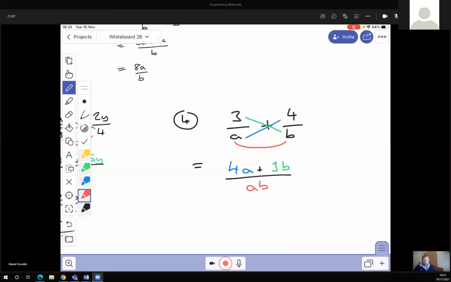All right. So in this one, do you not do 4a plus 3b though? Or do you just leave it like that? Just leave it like that. That's as simple as that can be, so you can't take that any further.